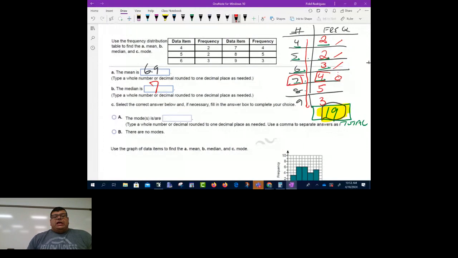Okay, now the next part is asking me for the mode. Remember, the mode is the number that occurred the most often. The frequency tells me how many times that number appeared. Well, the number that appeared the most was the number 8. There was my number 8.